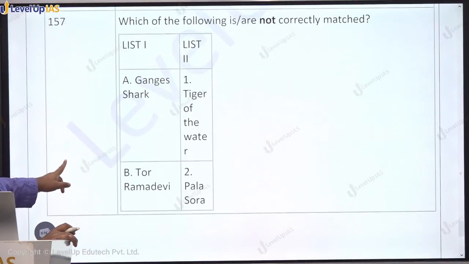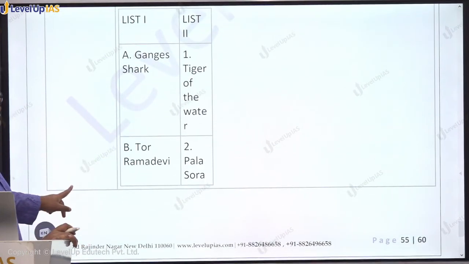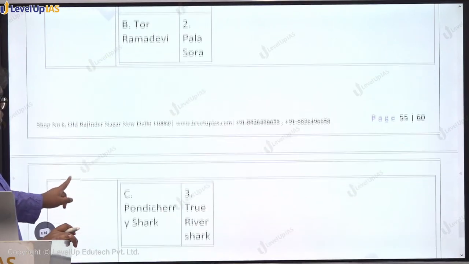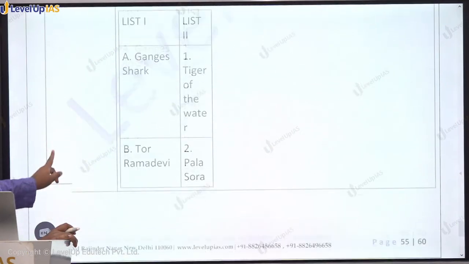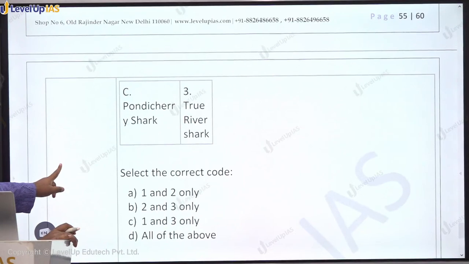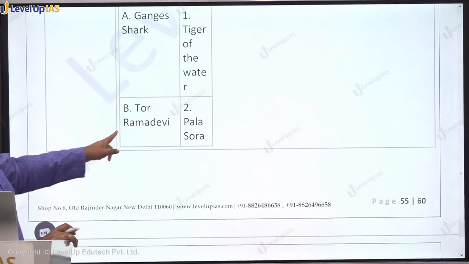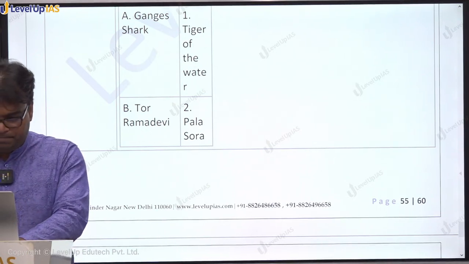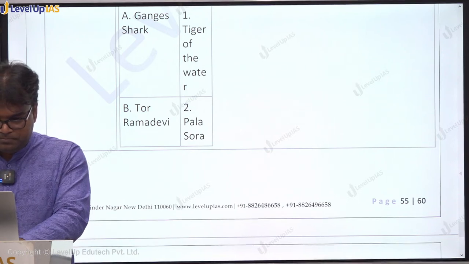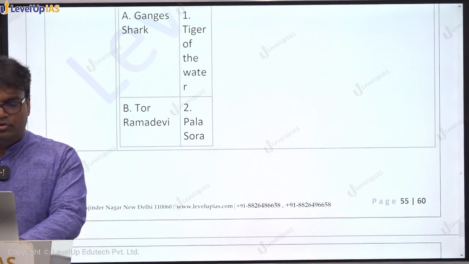157, which of the following is not correctly matched? Ganges shark, tiger of the water, Taur Ramadevi, Palasaur, Pondicherry shark, True River shark. Not correctly matched. All are correctly matched? This seems right. Taur Ramadevi is a Palasaur. This is correct. Ganges shark, tiger of the water, this also seems right to me. I think all are correctly matched. Let me check. Just give me 1 second. All of the above. All are incorrectly matched.